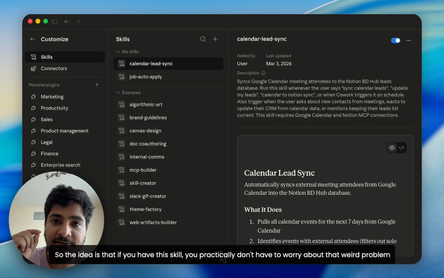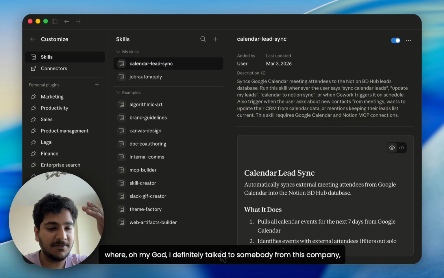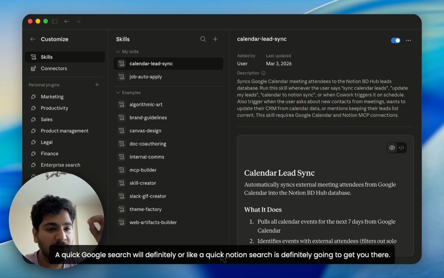So the idea is that if you have this skill, you practically don't have to worry about that weird problem where, oh my God, I definitely talked to somebody from this company, but I don't know who they are, or I don't remember their name. A quick Notion search is definitely going to get you there.